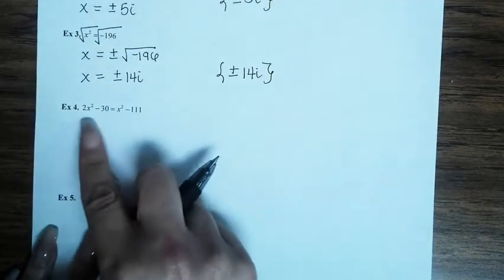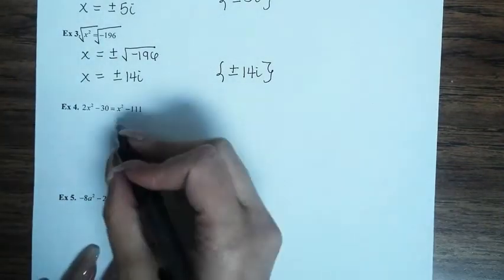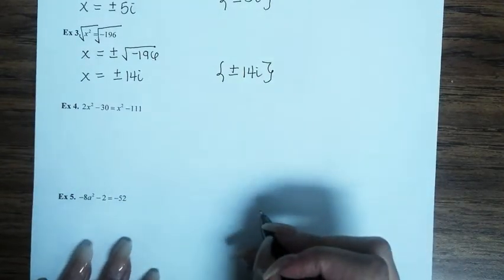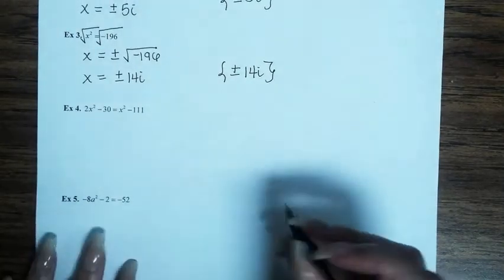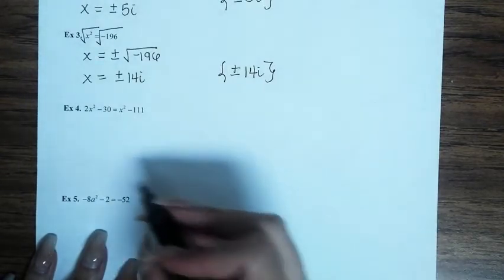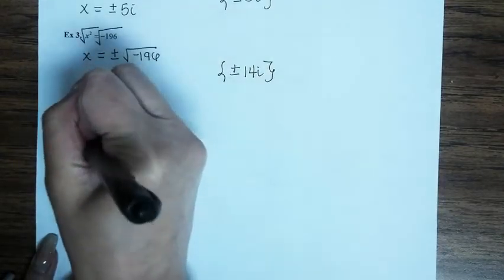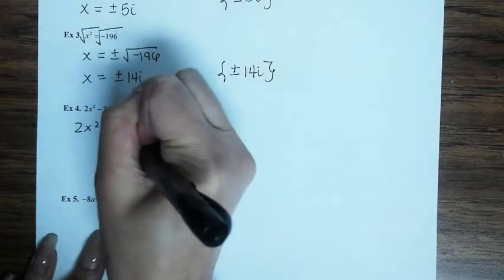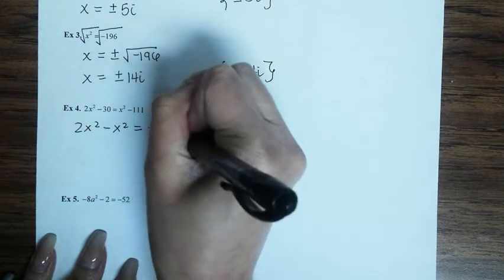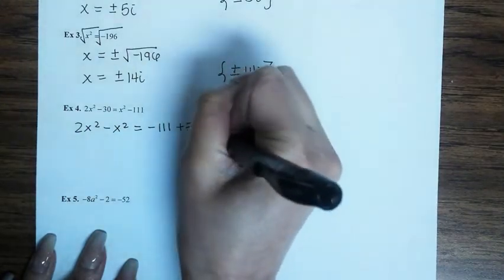Now, number 4 is a little bit more interesting. Why? On one side you have 2x squared minus 30, and on the other that's equal to x squared minus 111. So we're going to do what your Algebra 1 teacher recommended. You need to move the like terms to one side and the other like terms to the other side. In this case, I'm going to choose to move the quadratic terms to the left side. So I have 2x squared minus x squared. The negative 111 stays negative, but the 30 I'm going to pass positive to the other side.